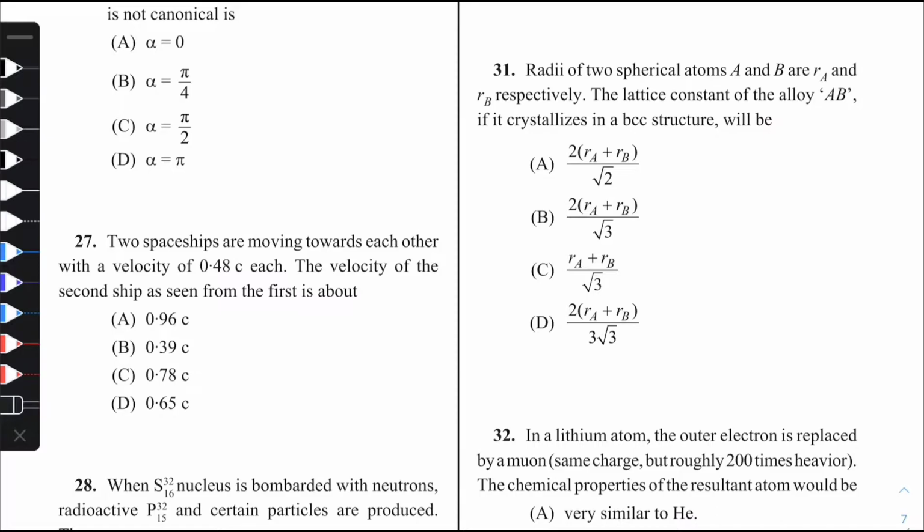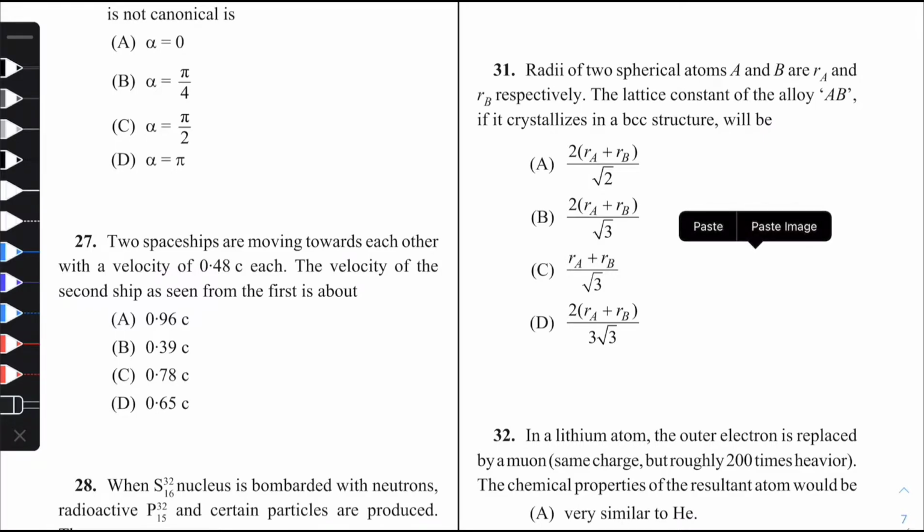In this video we will discuss the problems from 31 to 40. So let us start with problem number 31. Radii of two spherical atoms A and B are RA and RB respectively. The lattice constant of the alloy AB if it crystallizes in a BCC structure will be.